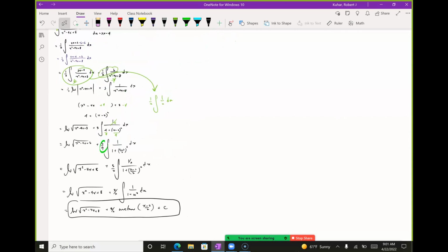Where did you get the 1/2 in the numerator? I borrowed it from the 3/4, right? 3/4 is 3/2 times 1/2. Okay. Yeah.